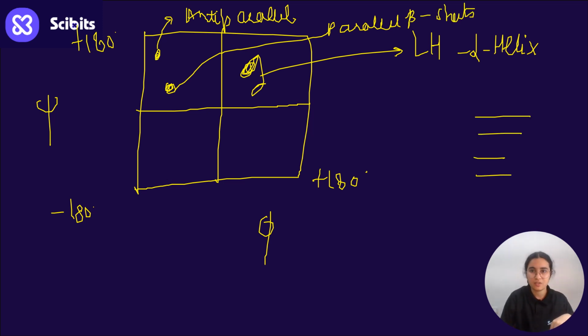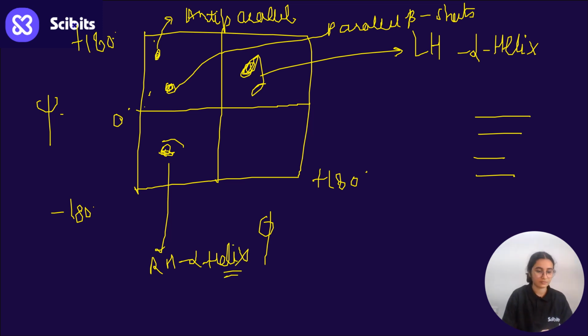So if there will be options, you know the range, right? The psi angle is between 0 to plus 180. So if some value is between this, then you can say if the psi and phi angles are this, then the particular structure is parallel beta sheets or anti-parallel or left-handed helix. So in this particular range, there are right-handed alpha helices.